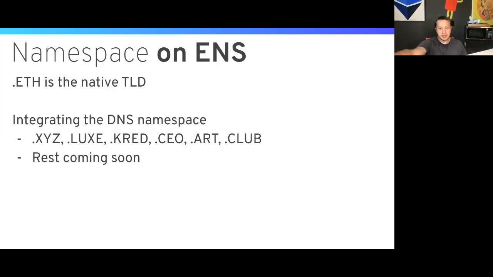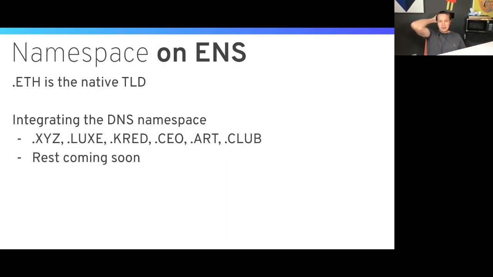So let's talk about the namespace on ENS. You've probably seen .eth names, and .eth is what's called a top-level domain, and it is native to ENS. So this does not exist on DNS; it's only on ENS. And you can have Brantly.eth or wallet.eth or something. But we're also integrating the DNS namespace. What this means is that if a name exists on DNS, we are allowing that to be imported into ENS with the same owner. You have to own it on DNS first, and then you prove ownership, and then you could also have the name on ENS.